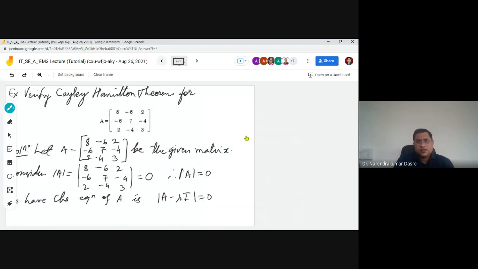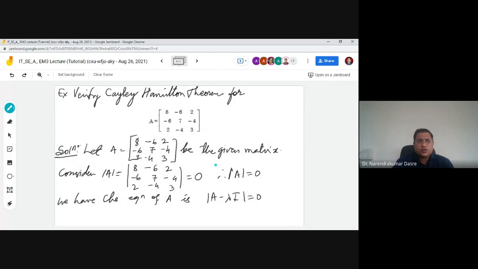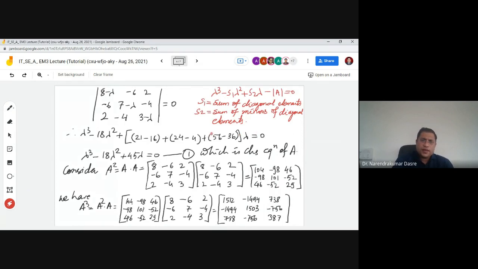So in this case the determinant is going to be 0, so we don't have to worry about it. Okay, now once you calculate this, we get the characteristic equation of this matrix. Let it be equation 1, because later on we are going to use it. So here you write that it is the characteristic equation of A.